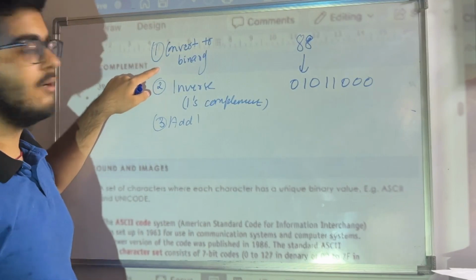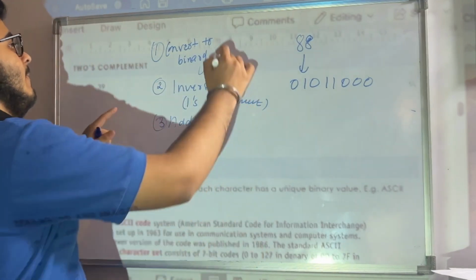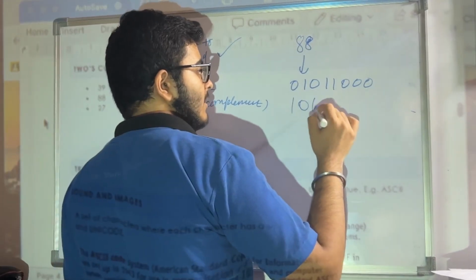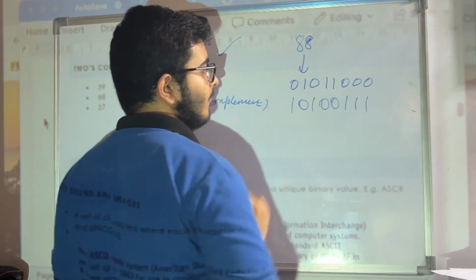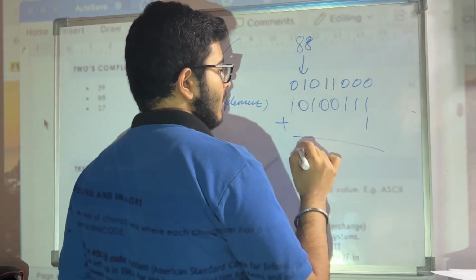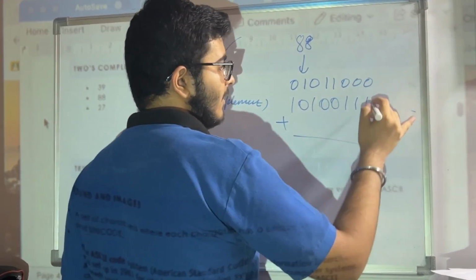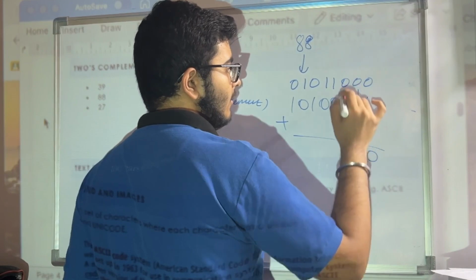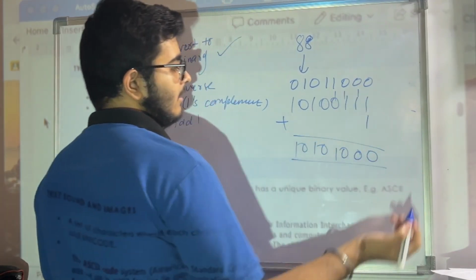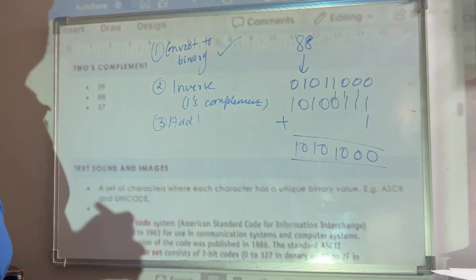First step, convert to binary, done. Second step, inverse, 1's complement. Okay, 1, 0, 1, 0, 0, 1, 1, 1. Right? Third step, add a 1. I add a 1. I always start from here. 1 plus 1, 10. 1, 10, 1, 10, 1, 1, 0, 1, 0, 1. That's it. This is the 2's complement of the number.